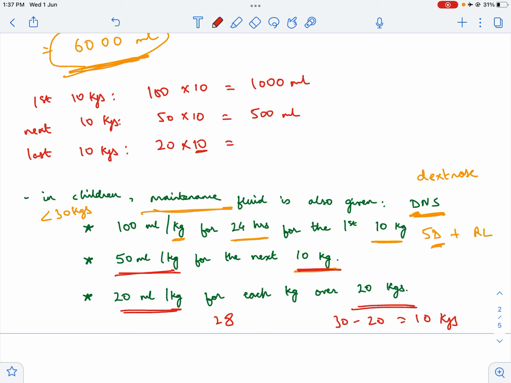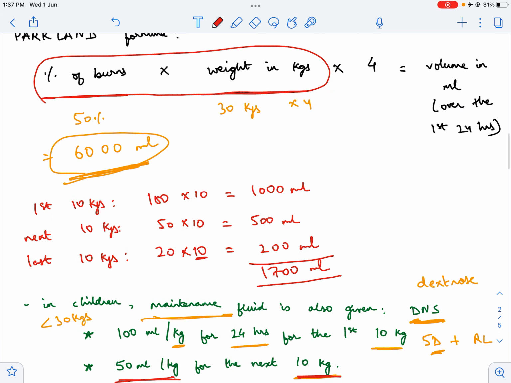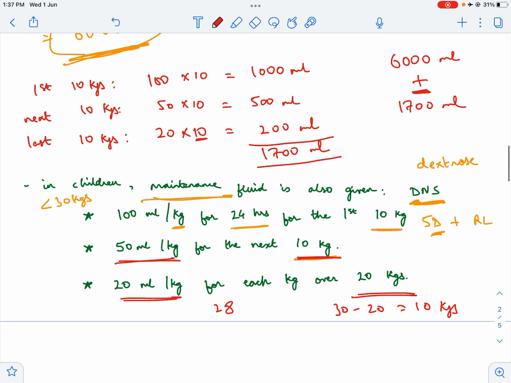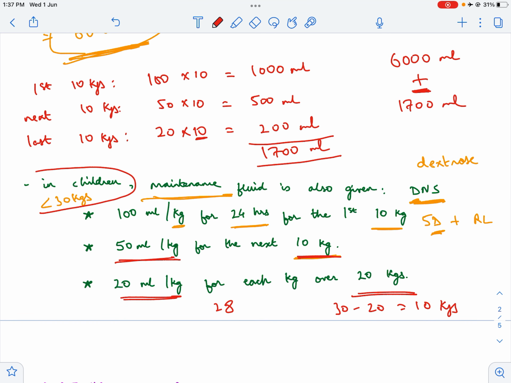So 20 into 10 is 200 ml. So this comes up to 1700 ml. So our child will receive this 6000 ml plus 1700 ml. This plus is very important, and this plus is given to children who are less than 30 kgs of weight.